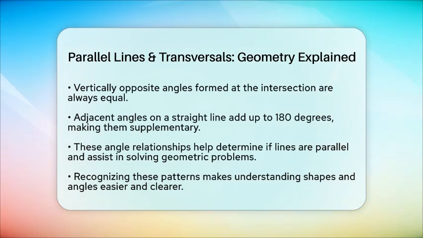We can also use these relationships to find unknown angles when some are given. This knowledge is useful in solving many geometric problems involving shapes like triangles and polygons. When lines are parallel and cut by a transversal, it creates predictable angle patterns that help us understand the shape and size of the figures we see. Recognizing these patterns makes working with shapes and angles much easier and clearer.